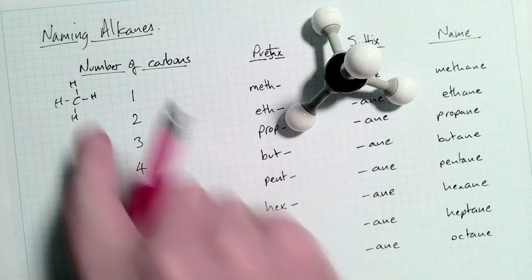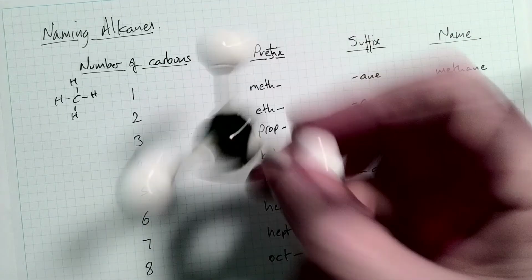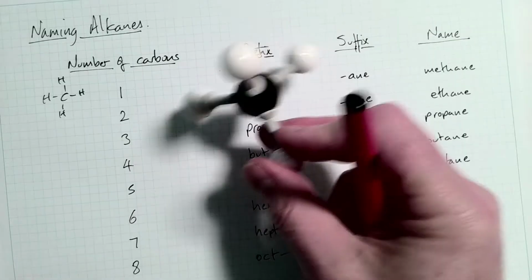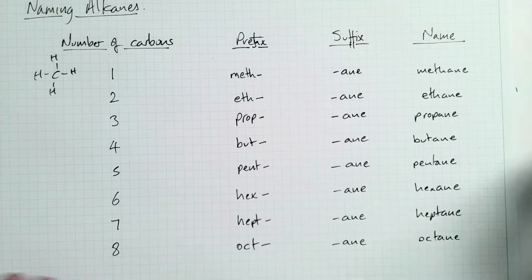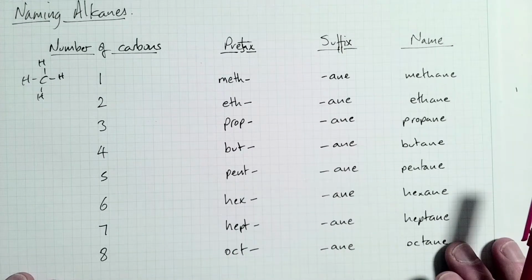So that is how we represent this. But remember that they are 3-dimensional, not 2-dimensional in reality. The trouble is we can't write on 3-dimensional paper, so we have to use a 2-dimensional diagram. Now here is the naming of the alkanes.